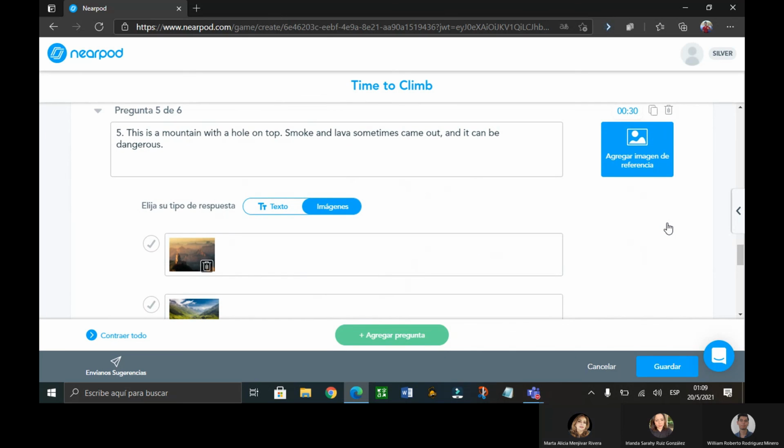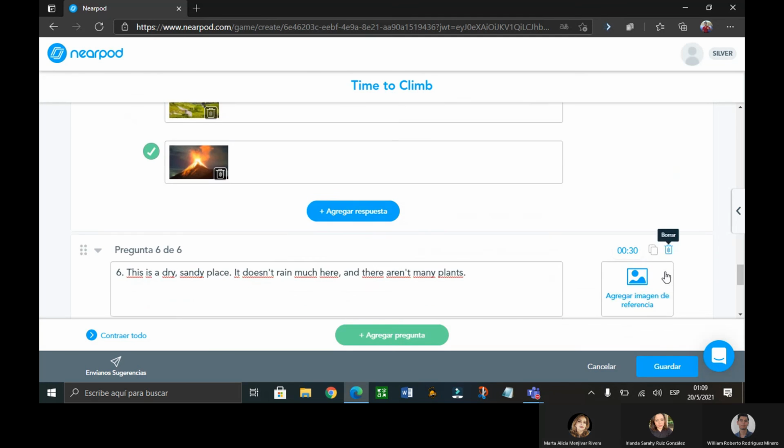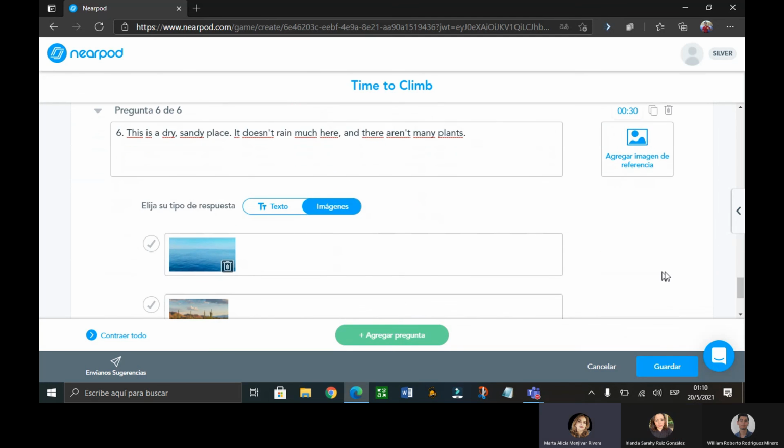Question number 5. This is a mountain with a hole on top. Smoke and lava sometimes come out, and it can be dangerous. This is an easy one. The third one, the volcano. Exactly, a volcano. And the last but not the least, this is a dry, sandy place.